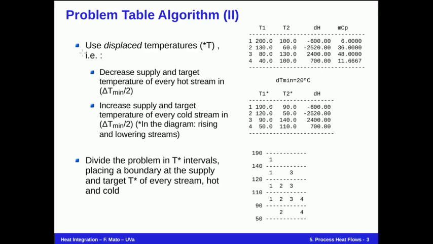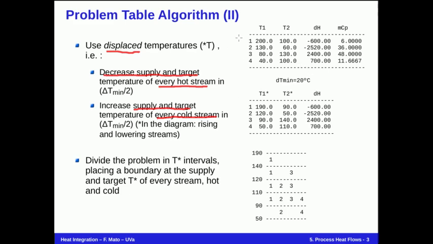First, instead of real temperatures, we're going to use displaced temperatures. We're going to decrease supply and target temperature of every hot stream by half the minimum approach, and increase supply and target temperature for every cold stream by the same amount, half the minimum approach. In a temperature diagram, this is like lowering hot streams and raising cold streams.